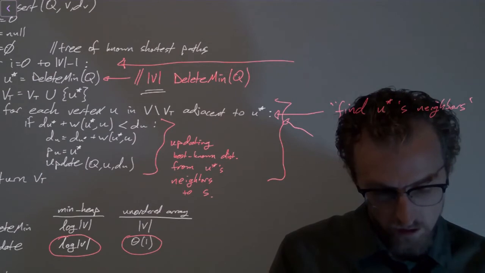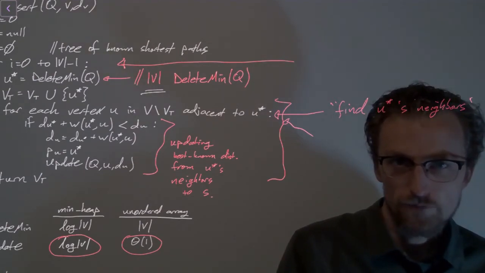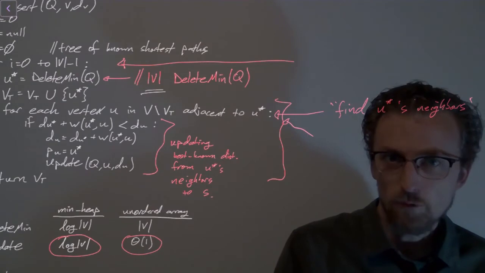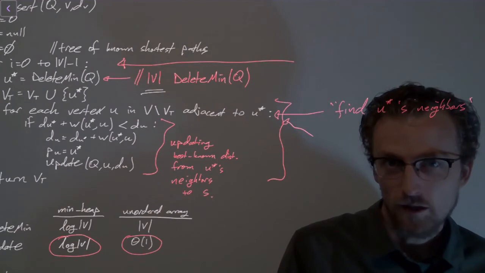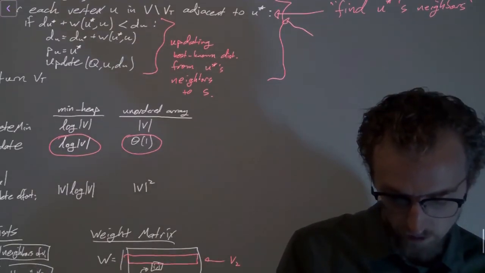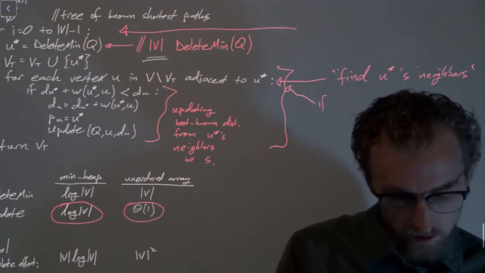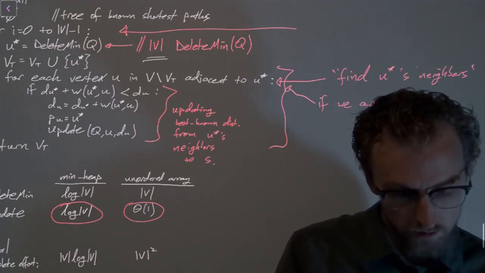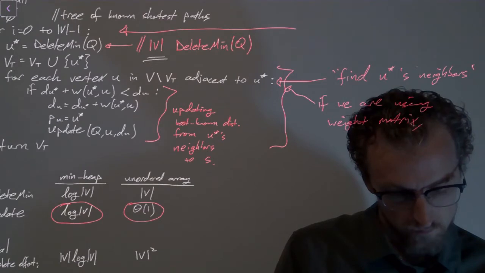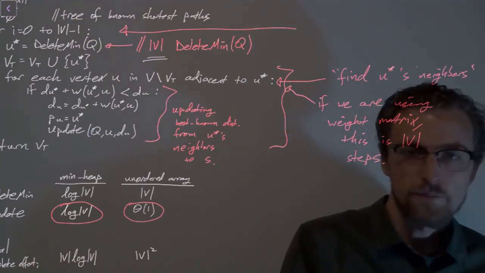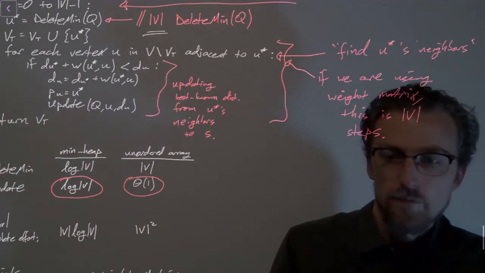right here is a function of the graph representation. It can be short if we're using adjacency lists, or it can be order V long if we're using a weight matrix. So what we can say here is if we are using a weight matrix, this is V steps. Otherwise, it's less.